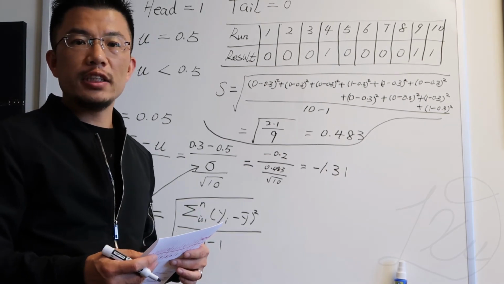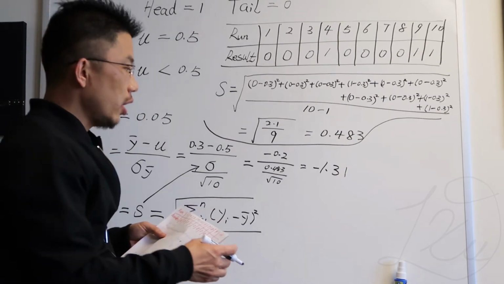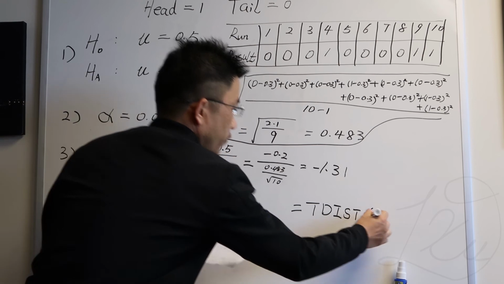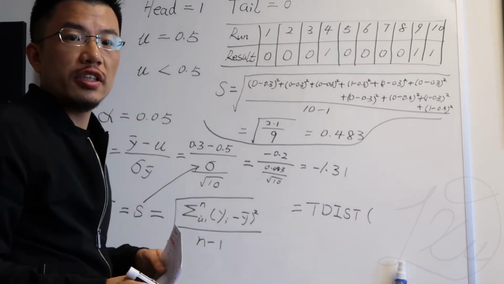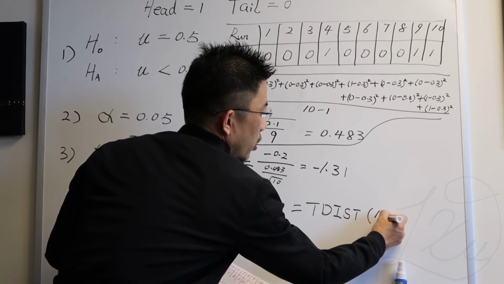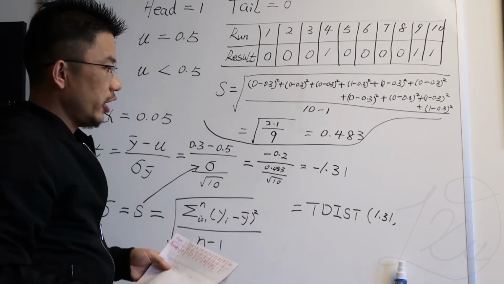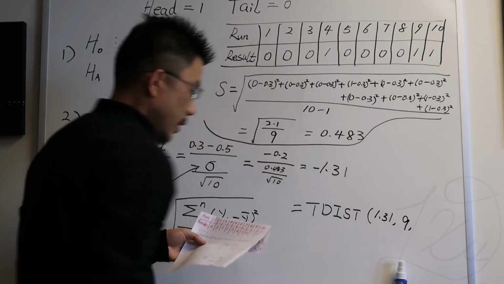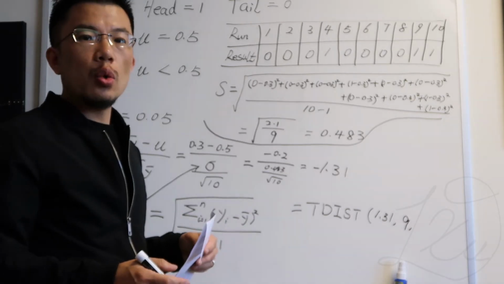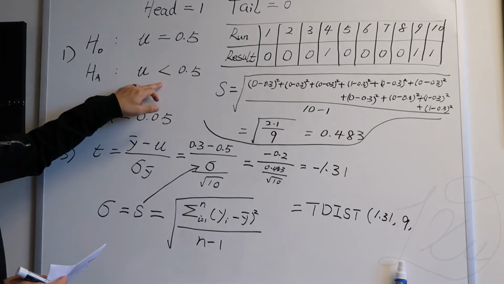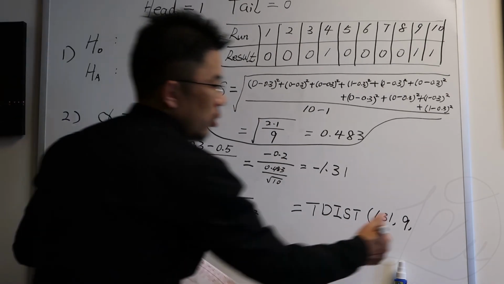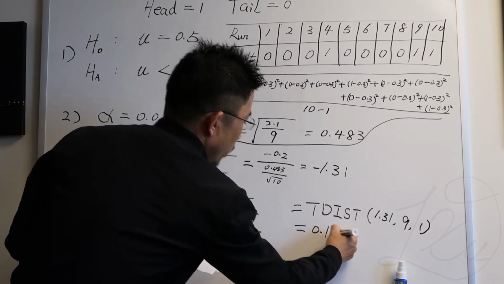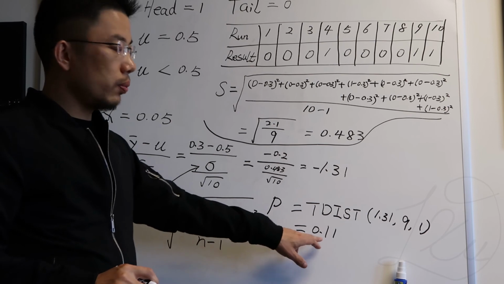Using the Excel spreadsheet, we can put the formula in one cell as equals T.DIST. The first parameter is the positive t-value, 1.31. The second parameter is the degree of freedom. That's 10 minus 1, that's 9. And the last parameter is two-sided or one-sided. We are doing a one-sided hypothesis testing, so 1. And the result is 0.11. So p equals 0.11.